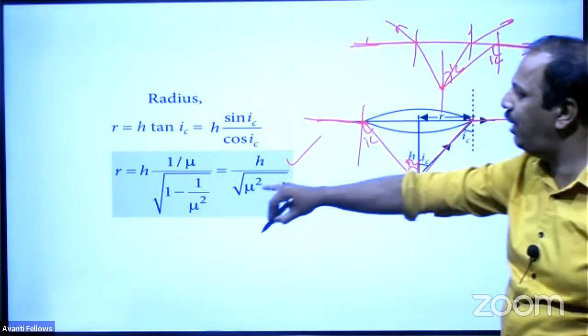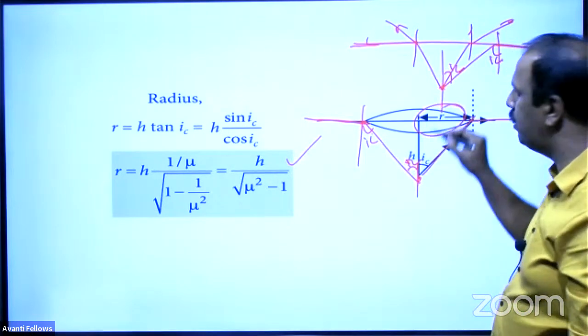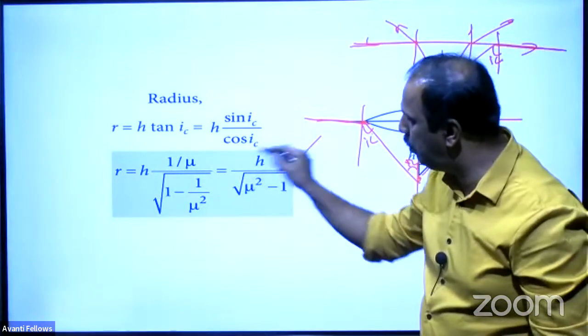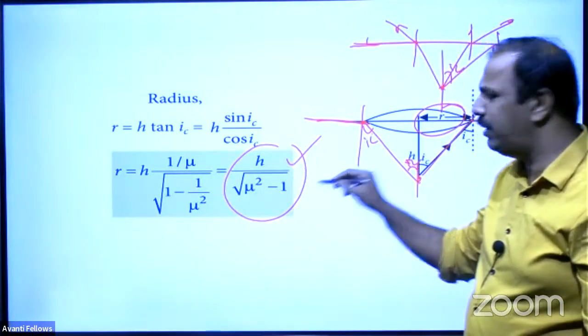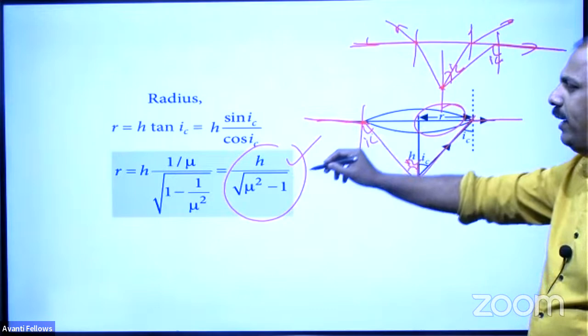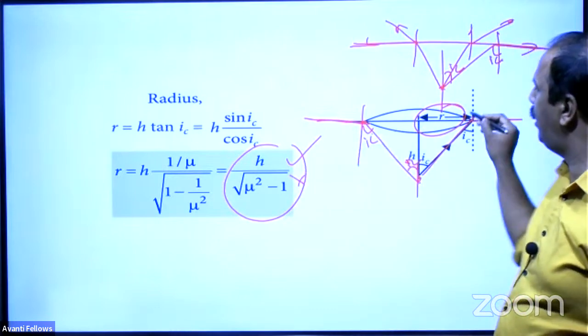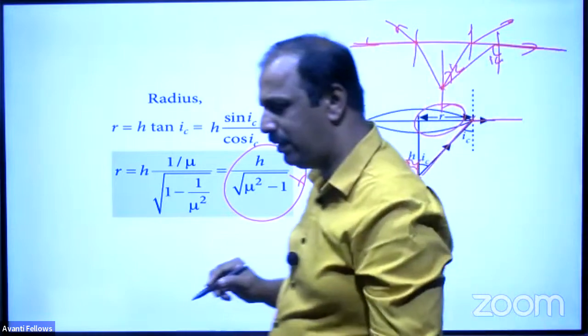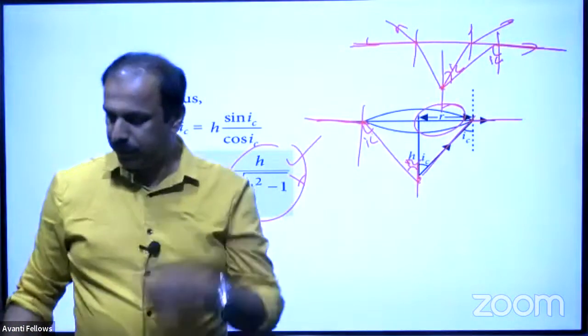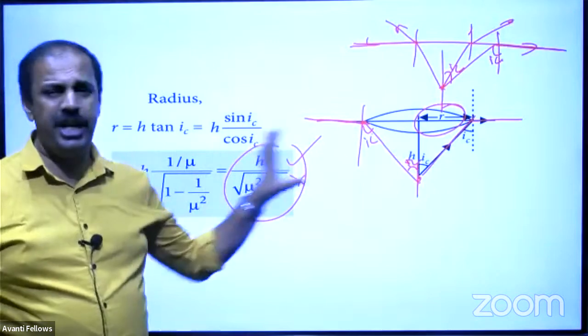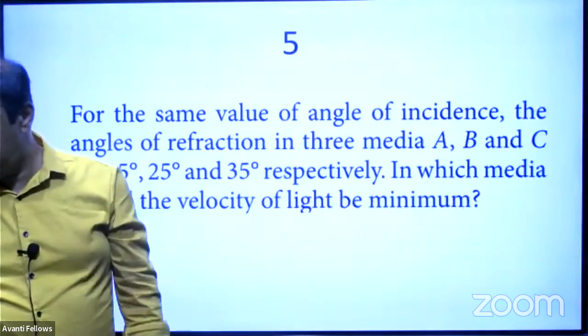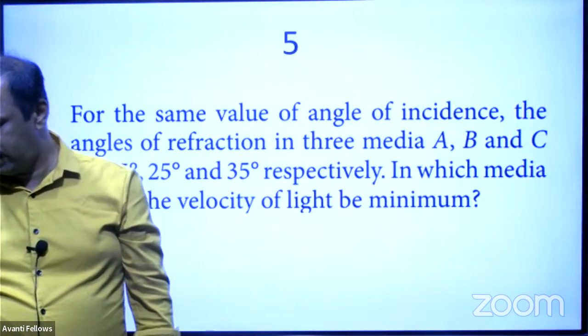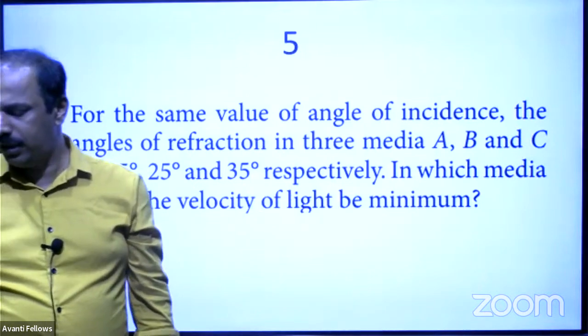So they already derived an equation for this R. This R is given by H by root of mu squared minus 1. By doing the triangle and all, we are getting it. Directly, by putting the values also, you can do it. Okay, we don't have time to go through this entire thing. Anyway, this material will be shared with you, so you can do that.